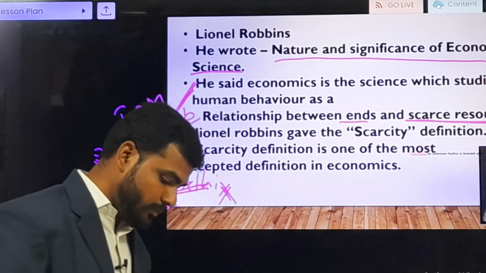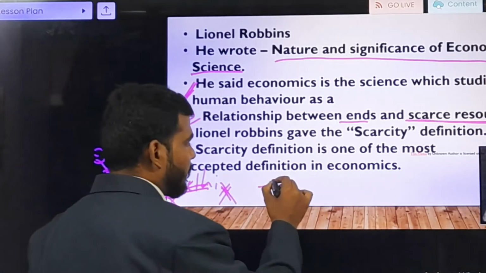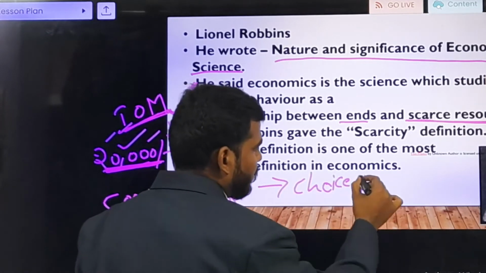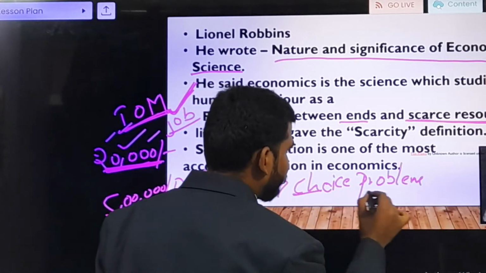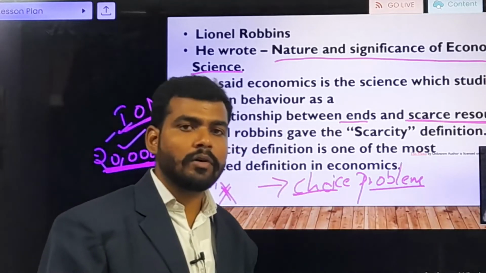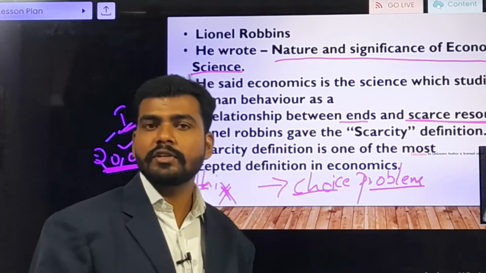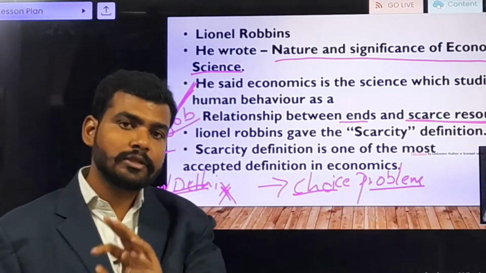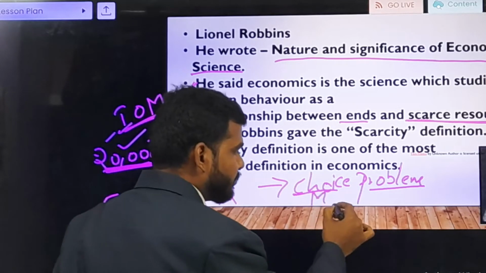I'll tell you a thing now which talks about luxuries: the choice problem. Leonard Robbins also dealt with the choice problem. What is the choice problem? Which pant to wear, which shirt, which shoes, which perfume, which phone, these are also choice problems. But Leonard Robbins is not talking about that choice problem. He is talking about the money choice problem.